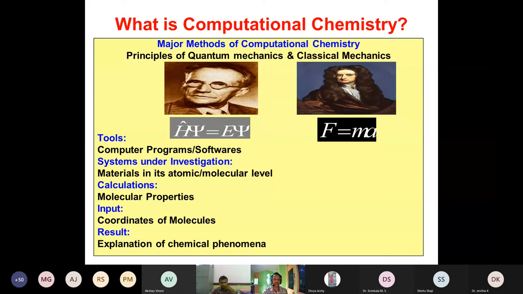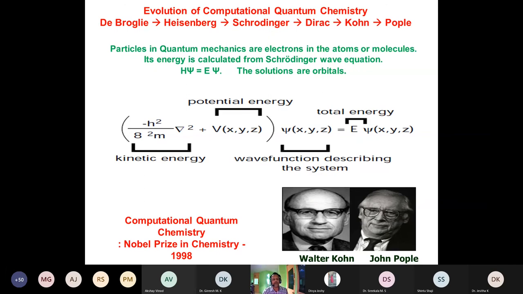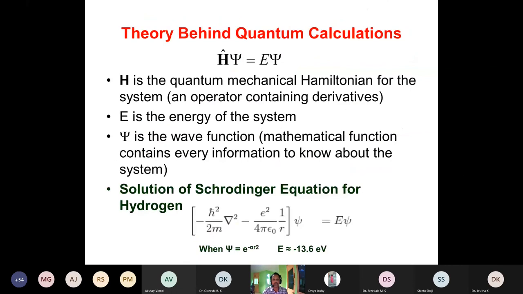And we have two major classes of computational chemistry. One is computational quantum chemistry, and the other is computational classical mechanics. From your intermediate classes, you are all familiar with de Broglie's concept of the wave nature of electrons. Quantum chemistry deals with microparticles like electrons or protons, or in short, with particles of sufficient wave nature or sufficient de Broglie wavelength. We have a big list of scientists that developed this field. In 1998, Walter Kohn and John Pople received the Nobel Prize for their contributions in computational quantum chemistry, right?